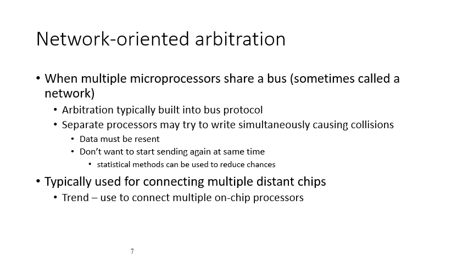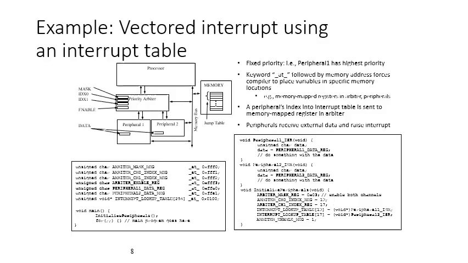Now, this is typically used for connecting multiple distinct chips. So why do we use network-oriented arbitration? Because we want to connect multiple chips, and for that purpose we use this arbitration. It is used to connect multiple on-chip processors. For example, if we have multiple on-chip processors and want to connect them, we use this network-based arbitration.